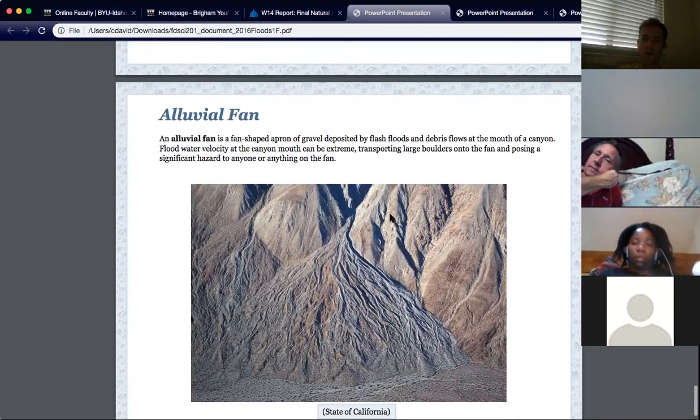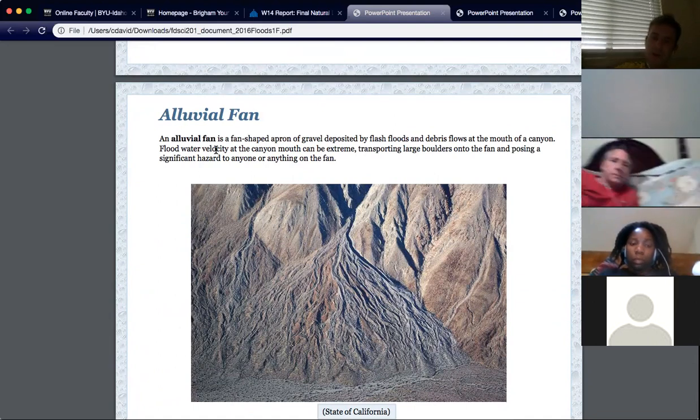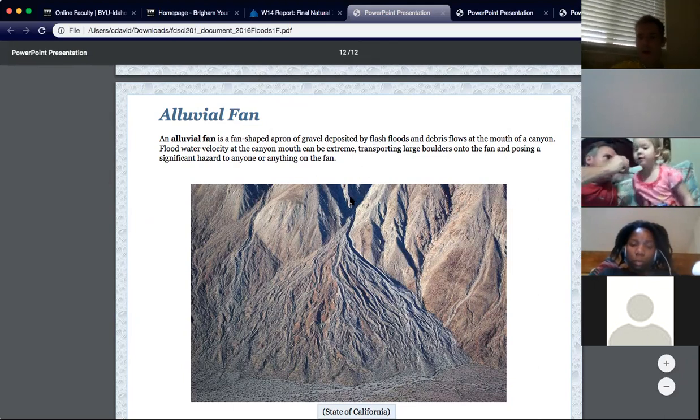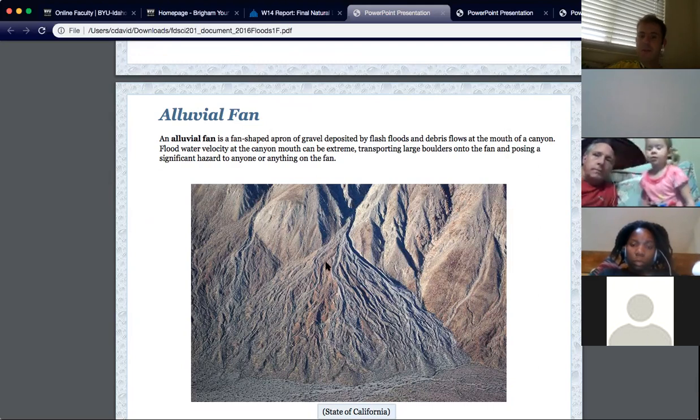And you have what's called an alluvial fan. This is an alluvial fan right here, this big fan-shaped thing coming out of the mountains. I like how they put it here: it's a fan-shaped apron of gravel deposited by flash floods and debris flows. So basically, all your water's coming down out of the canyon, and the water's moving so quickly it's carrying materials with it, whether it's a debris flow itself or a flood carrying some boulders and rocks. Regardless, it comes out of the mountains and starts depositing these big aprons of gravels and whatnot. And these are alluvial fans.